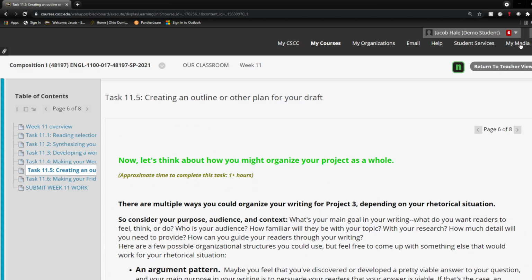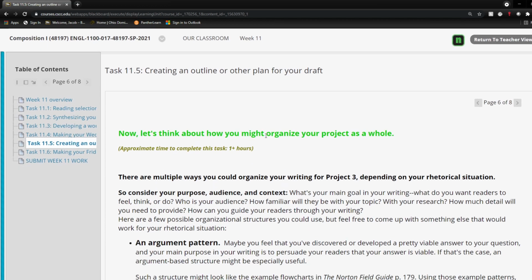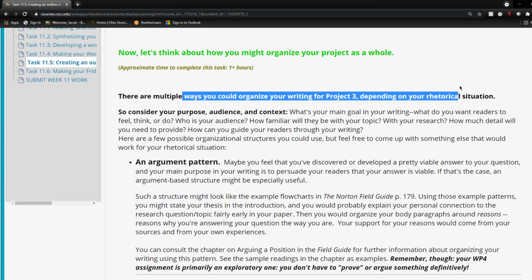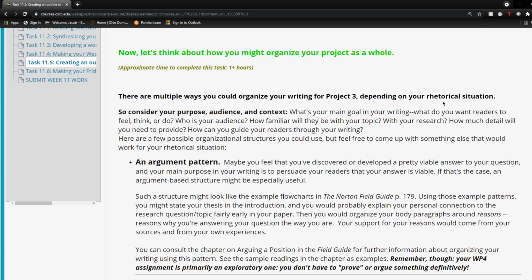Moving on. In task 11.5, you're going to be creating an outline or some other plan for your draft. There are multiple ways you could organize your project for this assignment, kind of depending on your rhetorical situation. So consider your purpose, audience, and context.